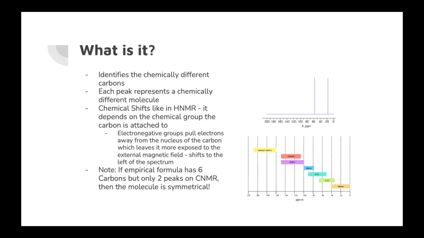And then, like I mentioned, for example, if you have a molecule that has 6 carbons, but there's only 2 peaks on the NMR, then that means the molecule is going to be symmetrical.